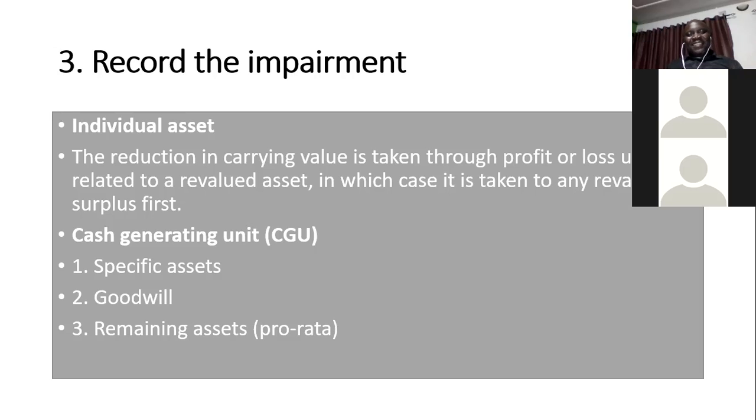So on the CGU, there will be specific assets, like I said. There will be issues of goodwill that you have to look at, because you're trying to compute and record this impairment. So this impairment would actually mean that first you need to look at what is the value of this particular asset. What's the goodwill that is there? If there is any remaining asset, again, you use your pro rata assumption.